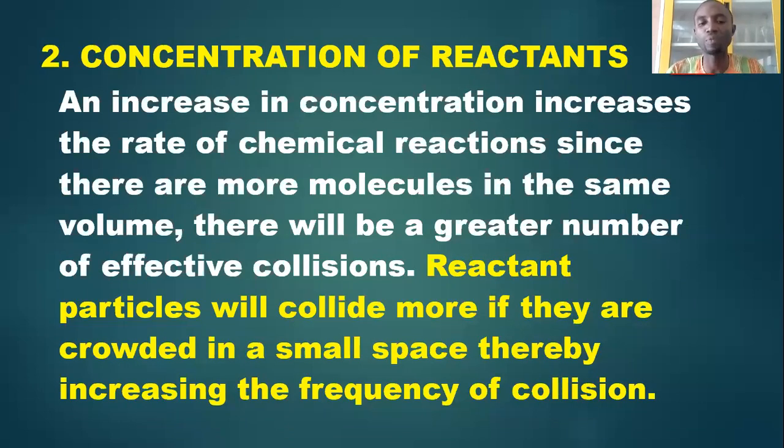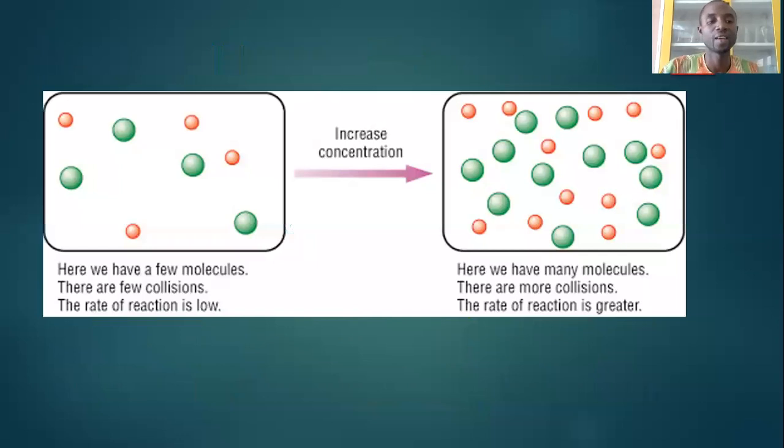Reactant particles will collide more if they are crowded in a small space, thereby increasing the frequency of collision. So high concentration increases the rate of chemical reaction, while lower concentration decreases the rate of formation of those reactions. Then you can see when the concentration is low, they have few molecules and few collisions, and the rate of chemical reaction will be low. But when we have many molecules, there will be more collisions and the rate of chemical reaction will be greater. That is it.